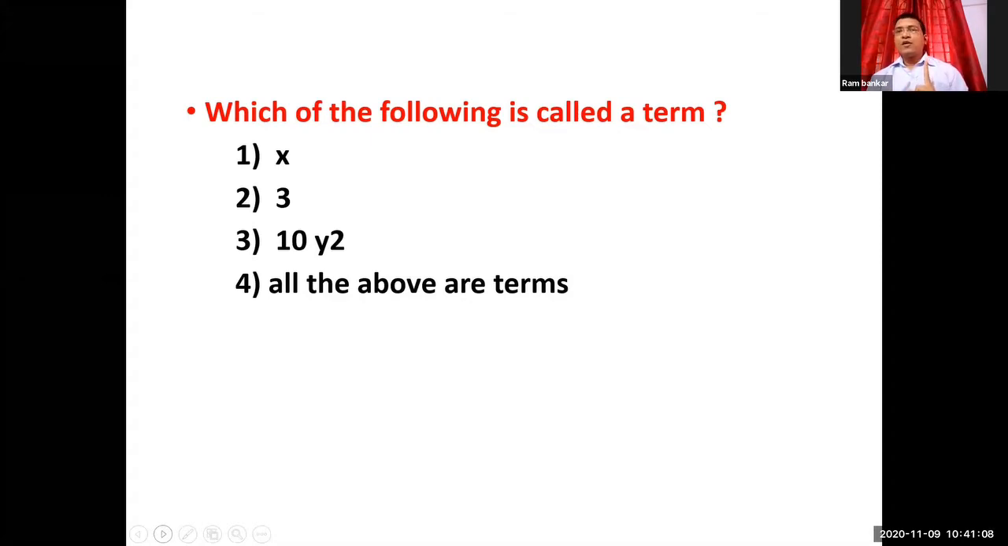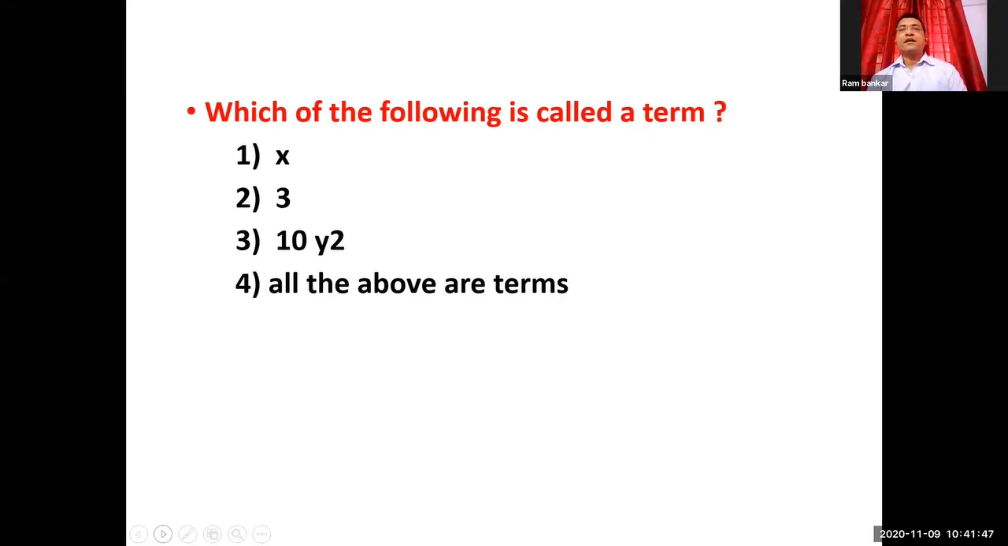Look at the first option, x. x is a variable which has a coefficient of 1. This is also a term. I already told you, term means what? Any number, any variable, or a mixing of variable plus number. This is also called a term. It means that option number 4, all the above are terms. Minus x is also a term, 3 is also a term, 10y square is also a term. It means option number 4 is the correct answer. All the above are terms.